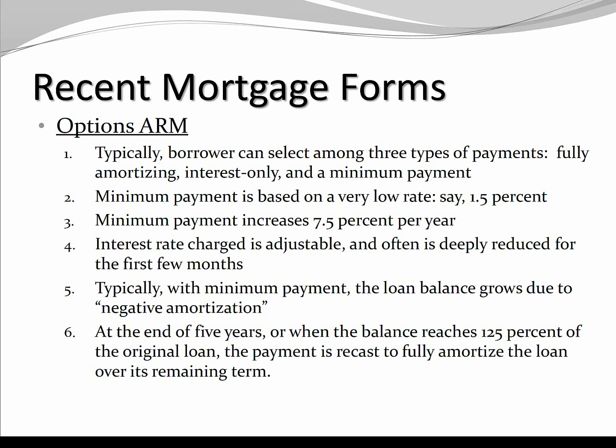Typically, with the minimum payment, the loan balance can grow due to negative amortization because your monthly payment is not even enough to cover the interest cost. So the difference will be added on top of the original balance. At the end of 5 years or when the balance reaches 125% of the original loan, the payment is recast to fully amortize the loan over the remaining term.